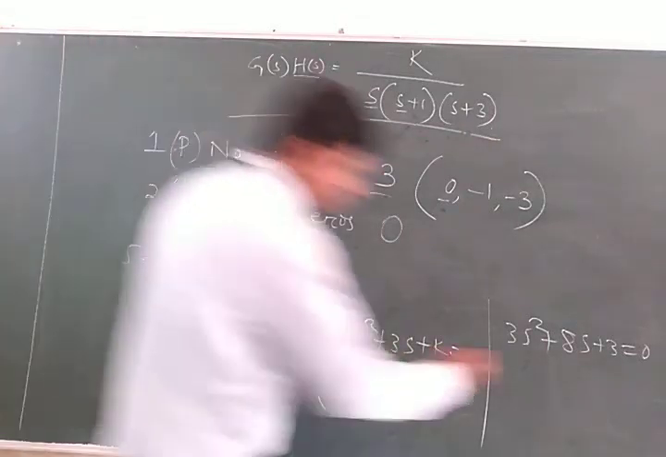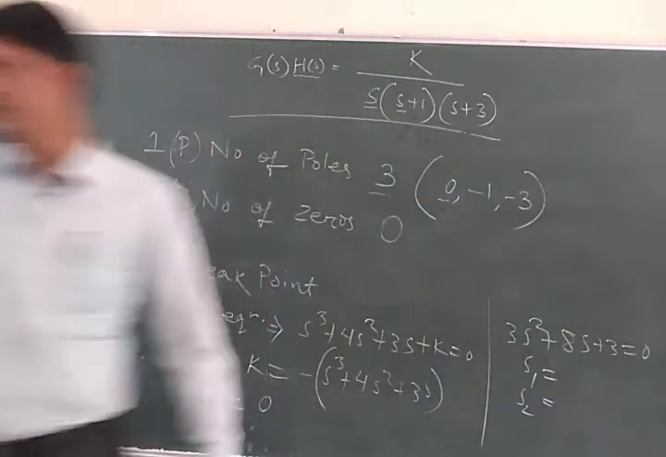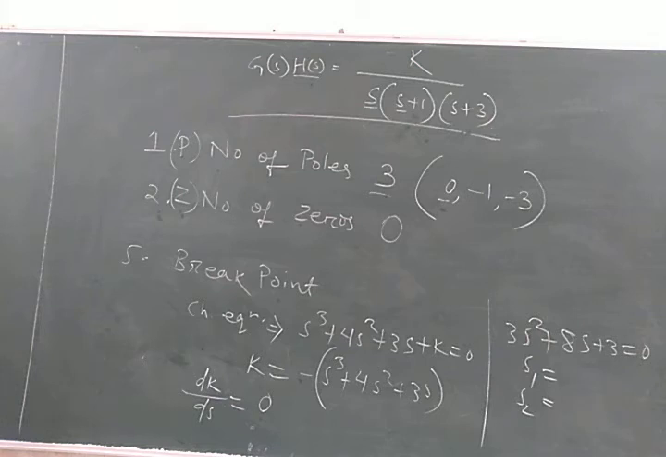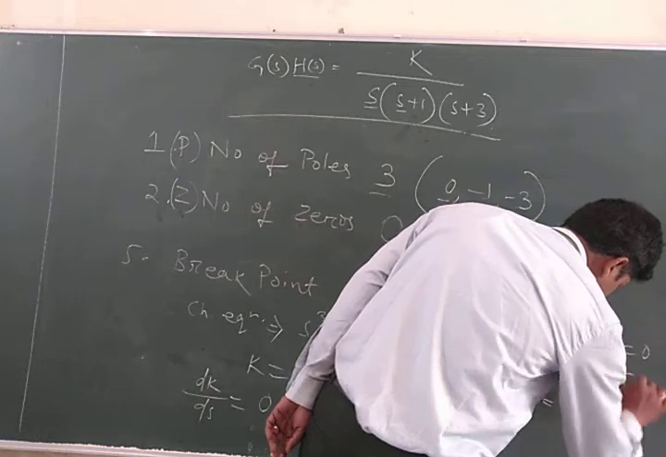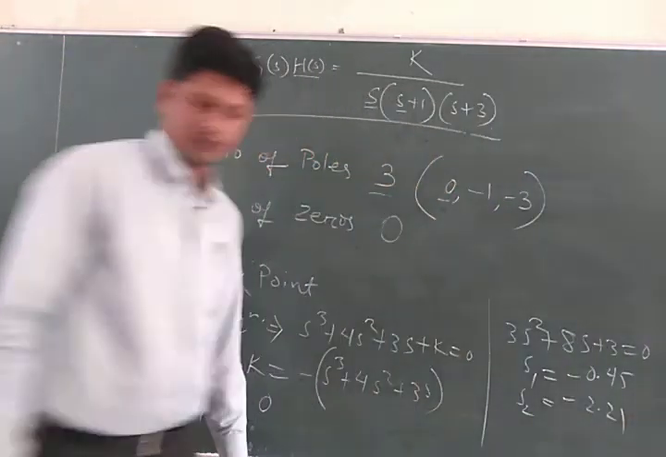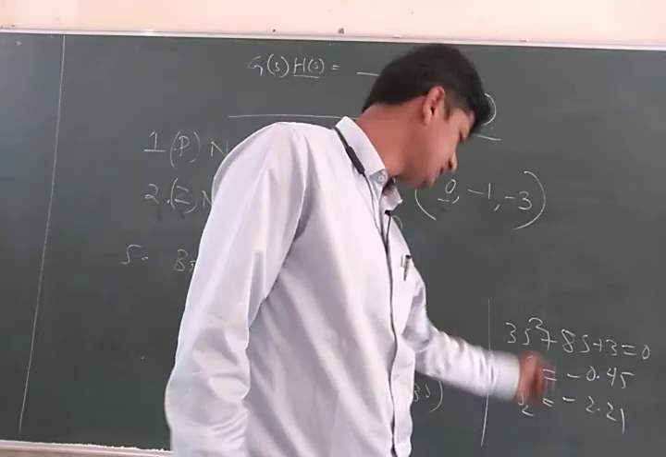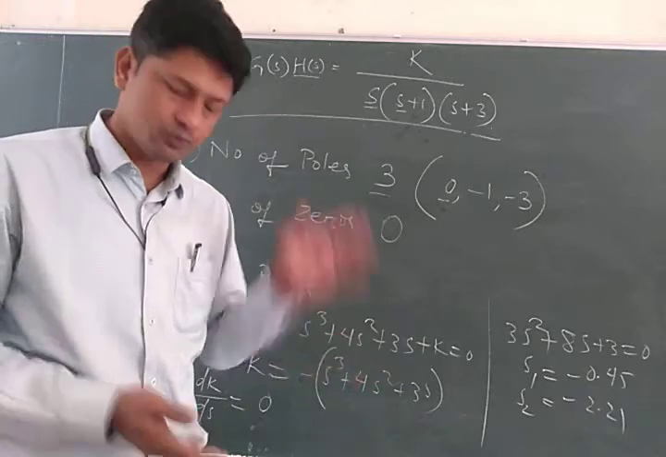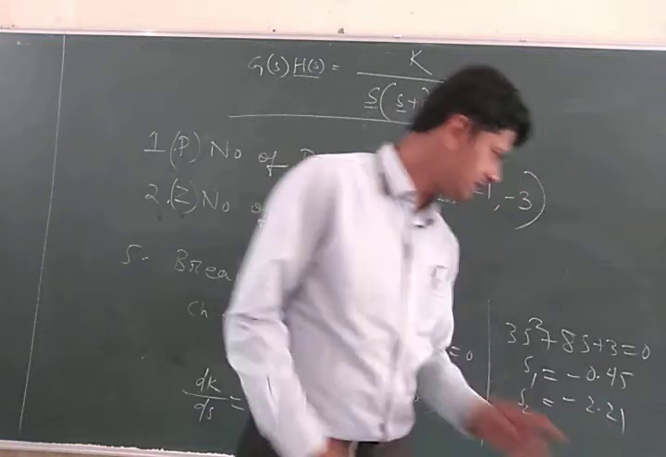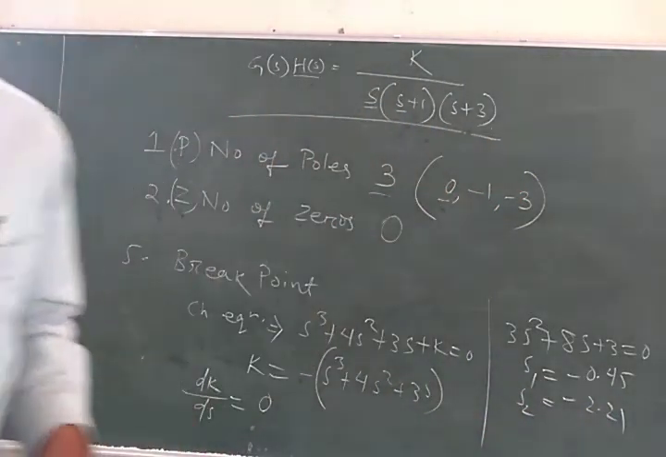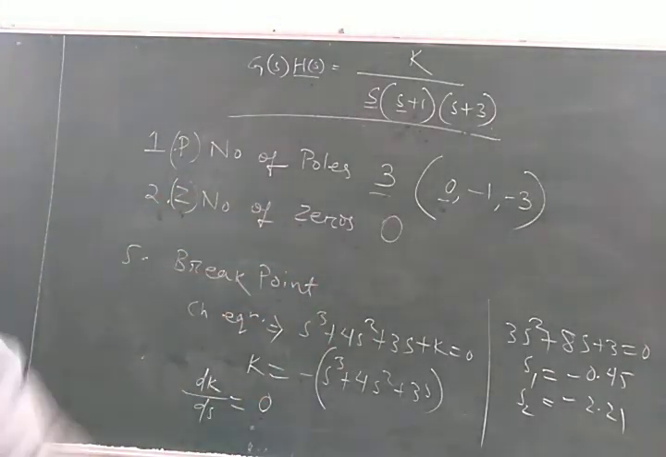The solutions of this equation are s1 and s2. There are two solutions because s square is there: minus 0.45 and minus 2.21. But as I can see, these two solutions already lie on the real axis, and we have already found out in which sections the root locus exists. We have already mentioned it in the previous point.